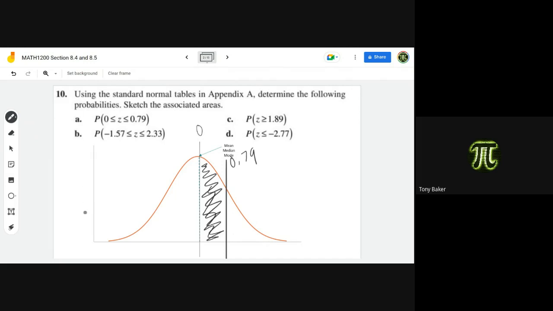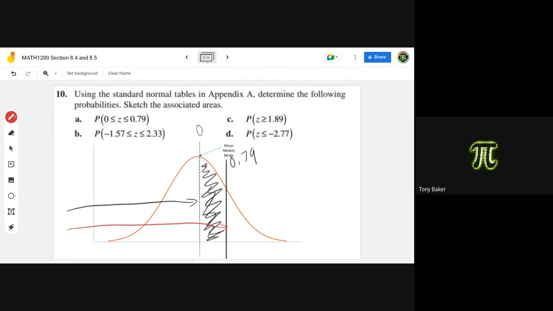Remember on that chart, the probability is always from the left over. So we're going to go this direction. We need to find that one and then that one. So we need to find those two percents. And then what do we do to those two percents to find the answer? We subtract. So actually, pull one of those charts out so I have one.